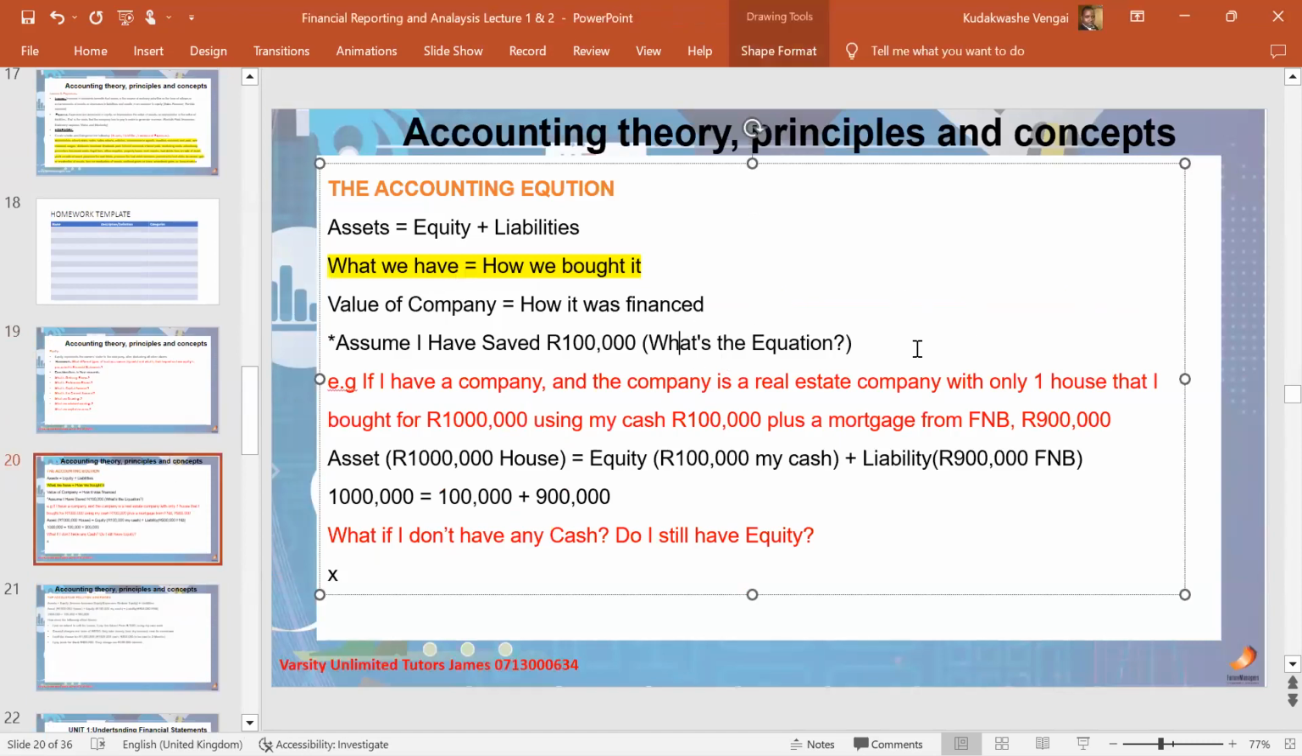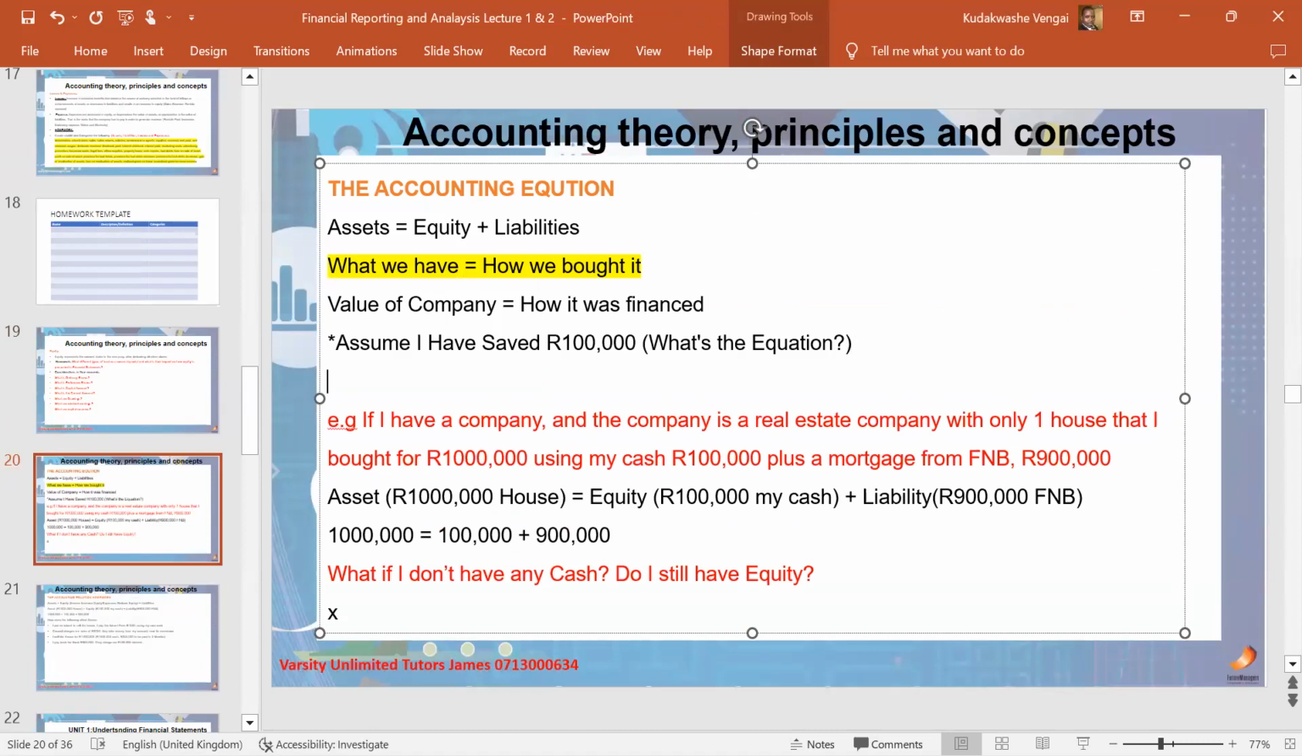Right. So I want you to start with 100,000. So let's assume you are just you. It's James, and James has got 100,000 in his account. How could I represent this on the accounting equation? I've saved money, I've got 100,000. So the question is, does James have any assets? Yes, I've got cash. Cash is my asset, that I have in the account.